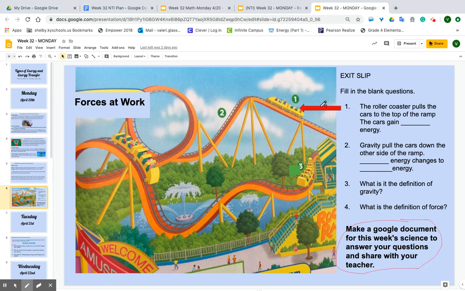So let's look at this one. You see the arrow pointing right here. You have this roller coaster, and it's moving up, and it's going to get right here, and it's going to briefly stop. You're going to talk about what kind of energy that is. And then you're going to talk about the energy that is used when it starts moving down the track. So go back and really read those two definitions and decide how to answer these questions.